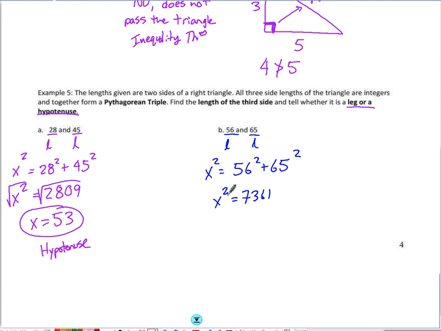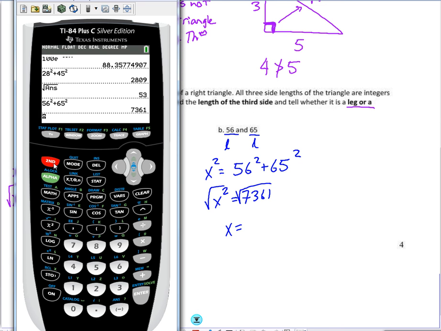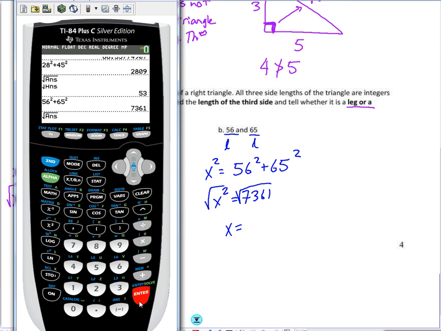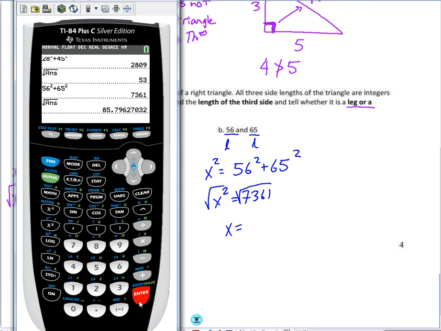If I don't get an integer, then I know that my answer cannot be a hypotenuse. And we end up with a decimal. We get 85.796, which means that if these were two legs of a right triangle, the third side would not form a Pythagorean triple. So at this point, we're going to have to cross out what we did, and we're going to have to go a different route.